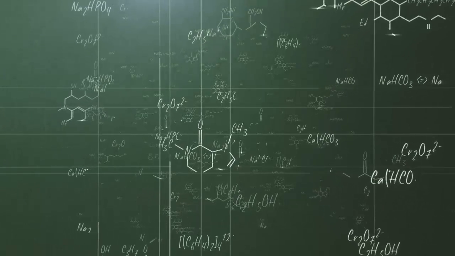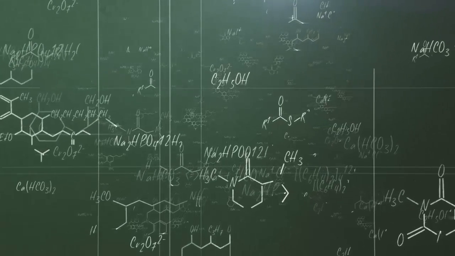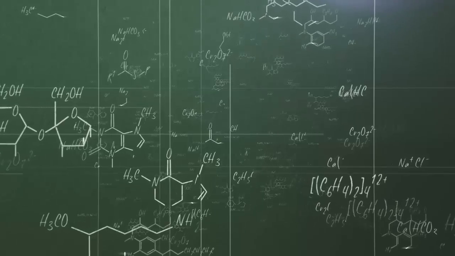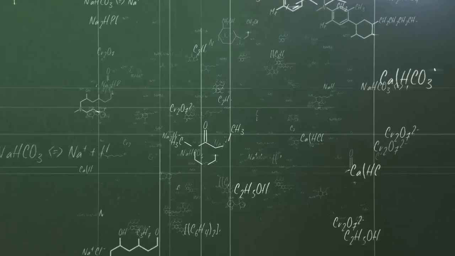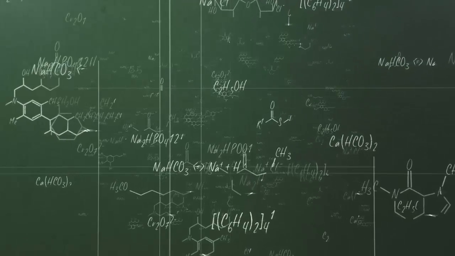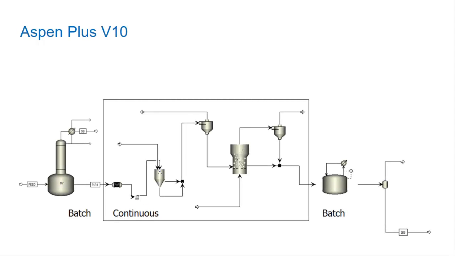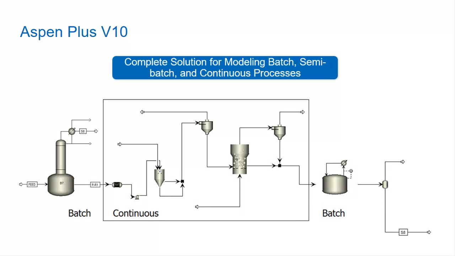With the introduction of Aspen Plus V10, organizations can harness the power of a complete solution for modeling batch, semi-batch, and continuous chemical processes to accelerate the innovation process and fine-tune operations with elegance. Aspen Plus, the premier tool for chemical process simulation, now offers integrated batch modeling within the familiar simulation environment.